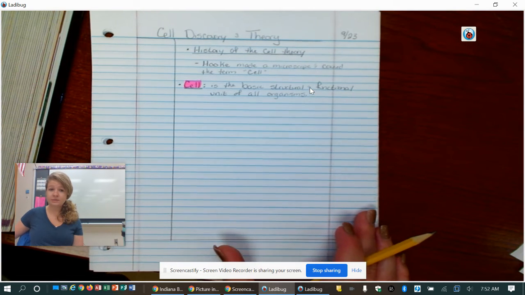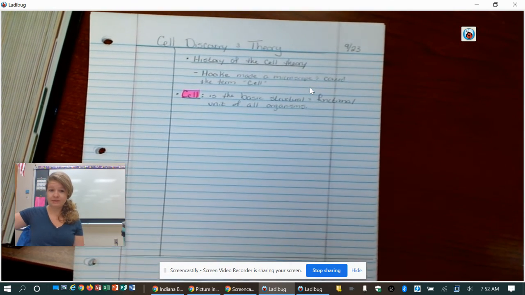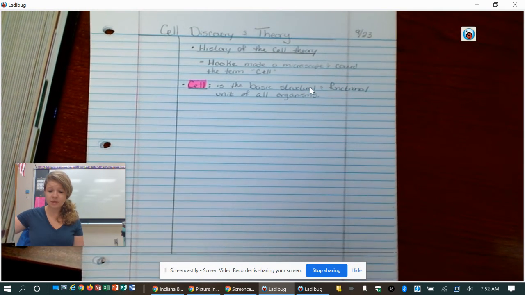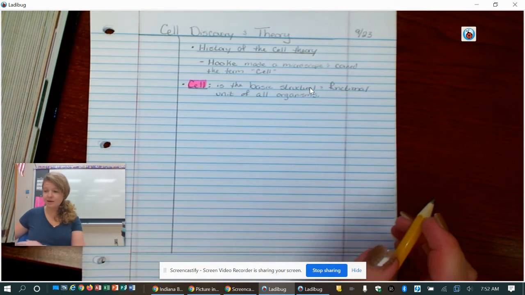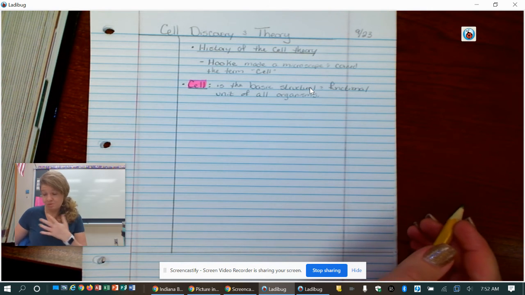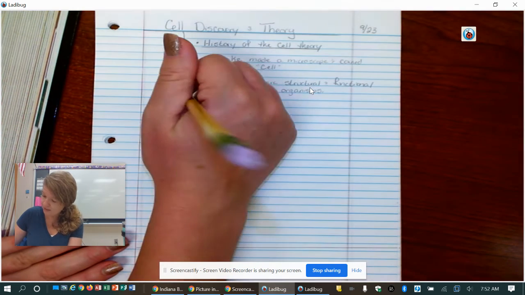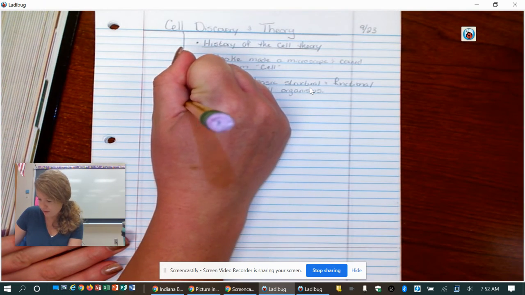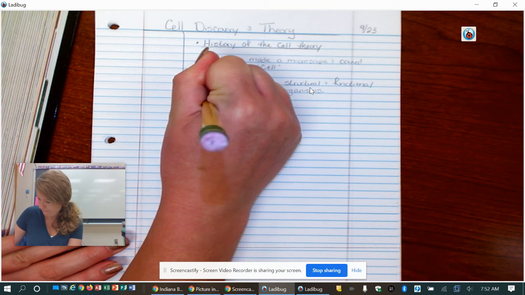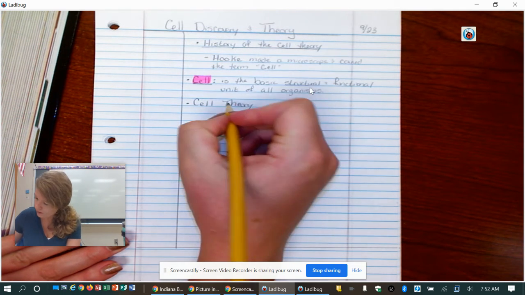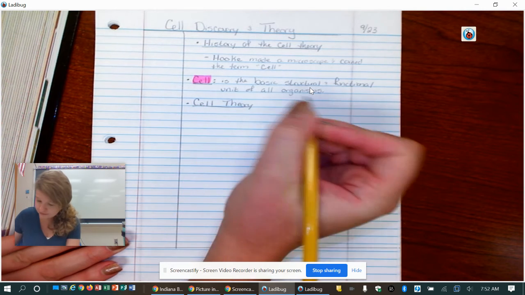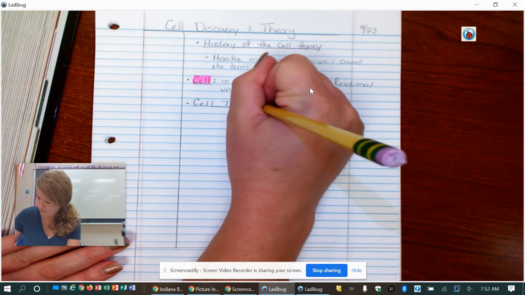So what I'm going to do here, because what makes the most sense to me, is our book kind of went backwards. They explained how we got to the cell theory and then explained the cell theory itself. You can do your notes however you want. Me personally, it makes more sense to me if I make another subheading here, the cell theory. I know that that's a vocab word, so I'm going to define it first.